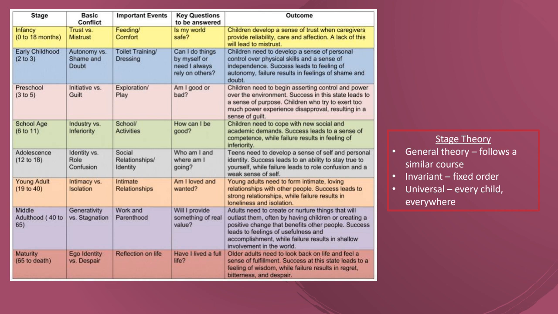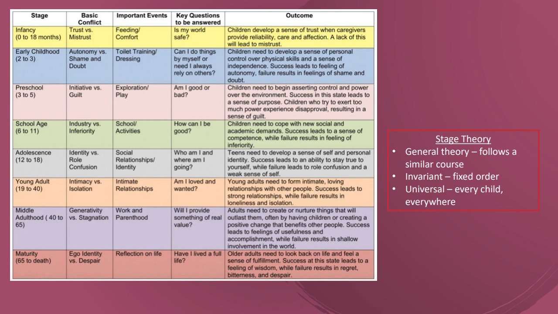Whereas if a child is not fed, if they go hungry, they learn that their world isn't safe. They develop mistrust. So an outcome of that is that children who have that sense of trust, when caregivers provide reliability, care, and affection, a lack of this will lead to mistrust, and mistrust will lead to certain personality outcomes.